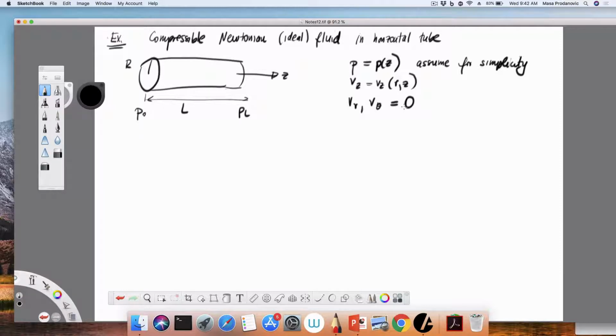Okay? So only really this addition here: Vz is Vz of r, z. So my z momentum remains the same. So the z momentum balance is minus partial of phi zz with respect to z, minus 1 over r, partial of r phi rz with respect to r.